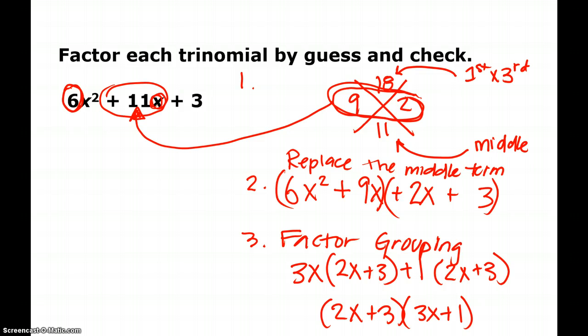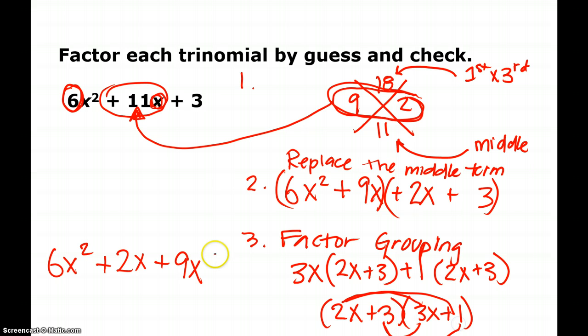Now, as always, how do I check my answer? I can multiply it back out. That gives me the 6x squared. This gives me the 2x. This gives me the 9x. This gives me the 3. And 6x squared plus 11x plus 3 is the original problem. Okay, so write those in your notes, and let's practice a few. And here we go.